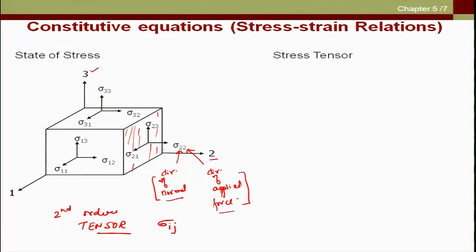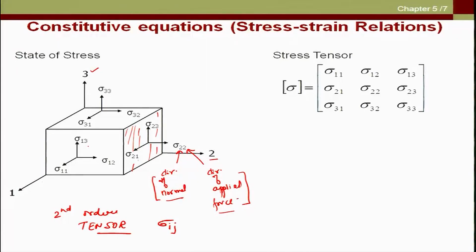So, we have sigma 21, sigma 22, sigma 23 on plane number 2, sigma 31, sigma 32, sigma 33 on plane number 3, and sigma 11, sigma 12 and sigma 13 on plane number 1, and likewise we have other stresses on the opposite faces also. So, these are my stresses: sigma 11, sigma 12, sigma 13, and this is the stress tensor, and it is represented by a 3 by 3 matrix, and in general I can also represent it as sigma ij. Okay. So, this is the stress tensor.